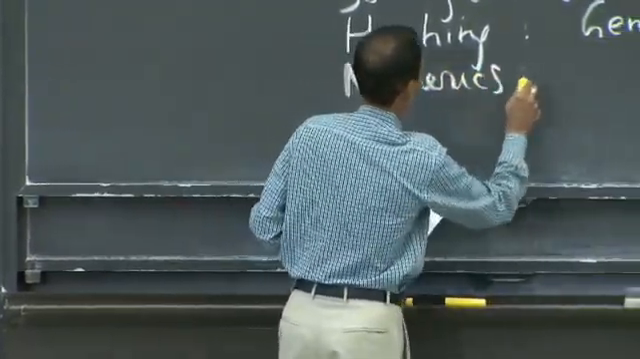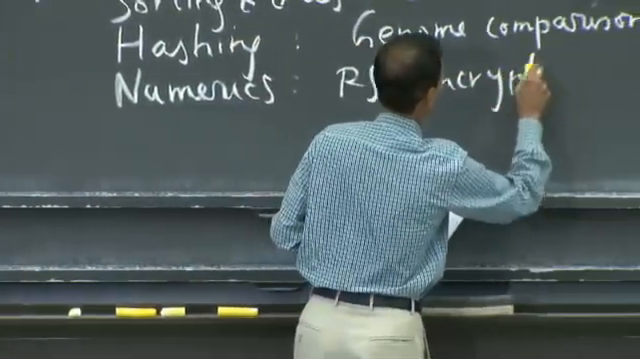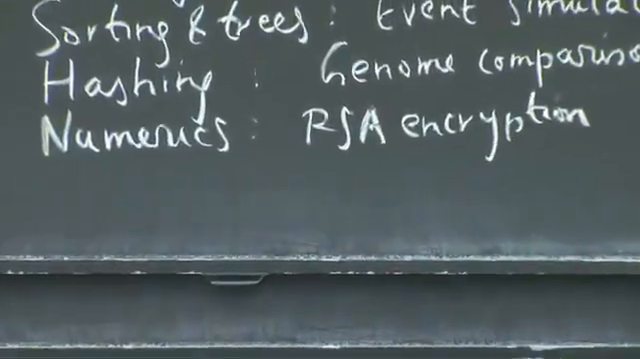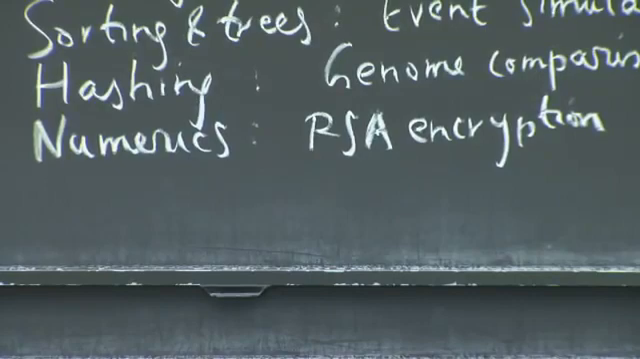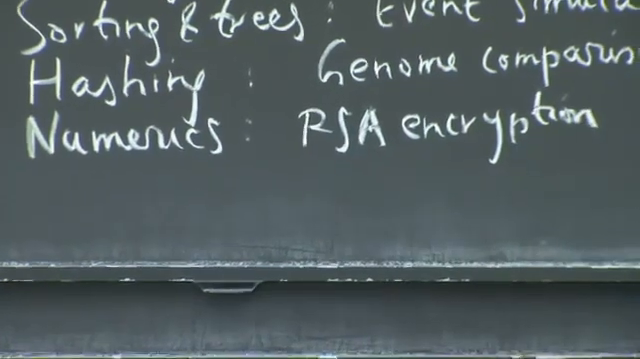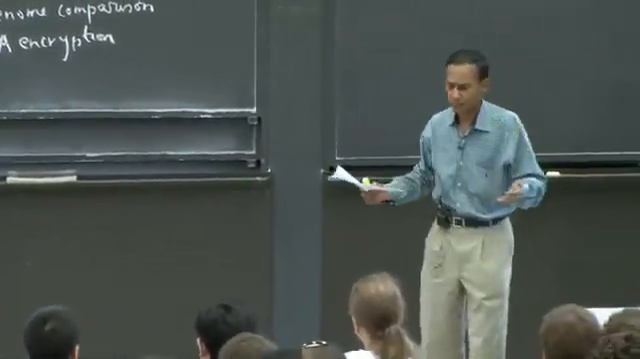We will talk about numerics. A lot of the time, we talk about such large numbers that 32 bits isn't enough, or 64 bits isn't enough to represent these numbers. These numbers have thousands of bits. A good example is RSA encryption that is used in SSL, for example.